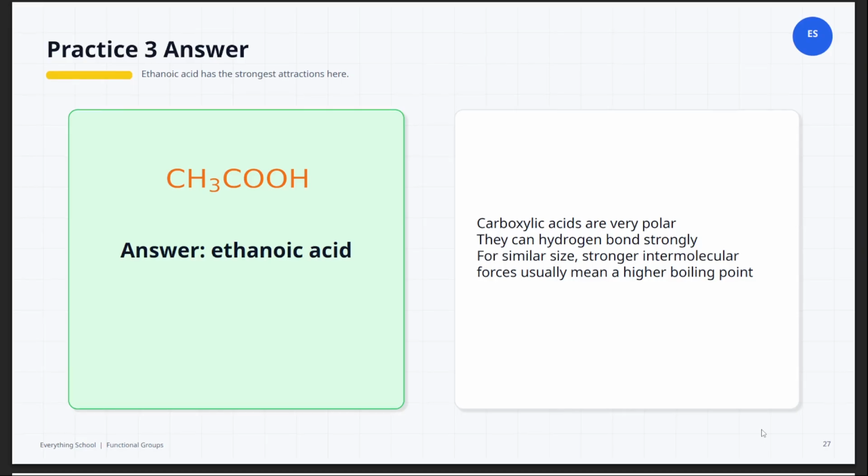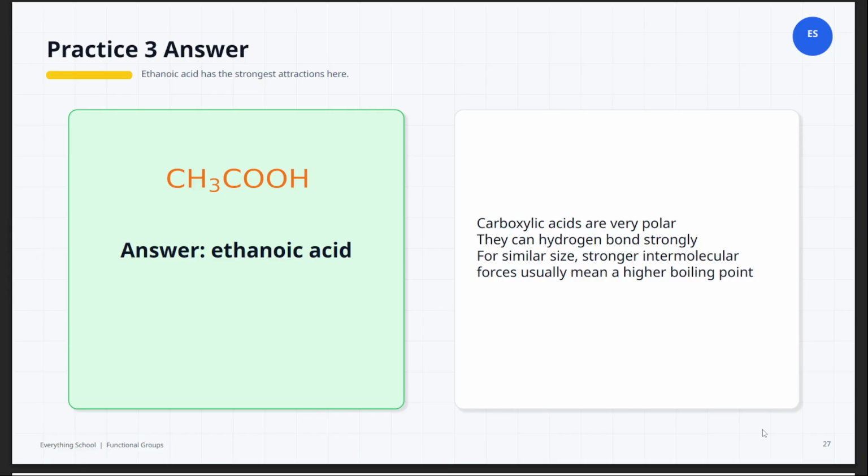The answer is ethanoic acid. Ethanoic acid is a carboxylic acid, and carboxylic acids are very polar and can hydrogen bond strongly. Compared with propane, ethanol, and dimethyl ether, ethanoic acid has the strongest intermolecular attractions in this set.